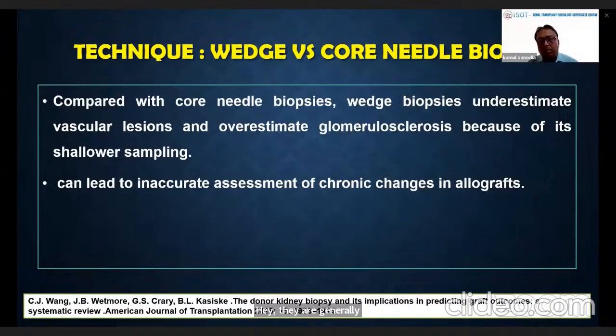The subcapsular region has a greater number of glomerular sclerosis, and it doesn't have the vessels, because the vessels are situated deep inside, in the cortical region. So whenever a wedge biopsy is taken, it underestimates the vascular regions and overestimates the glomerular sclerosis because of its shallow sampling. And that can lead to inaccurate assessment of chronic changes in the allograft.